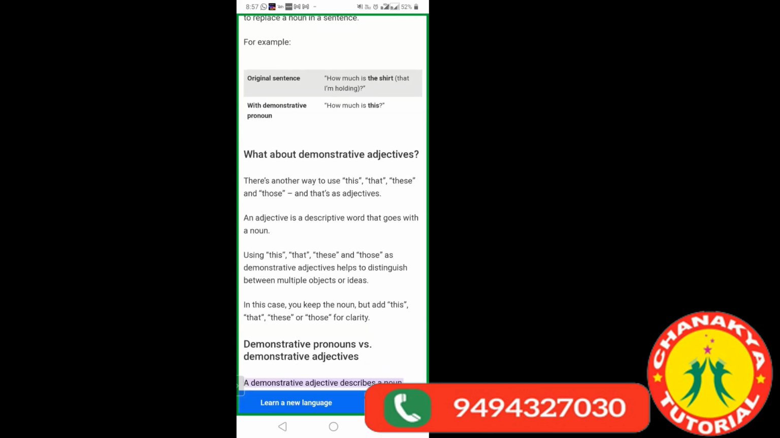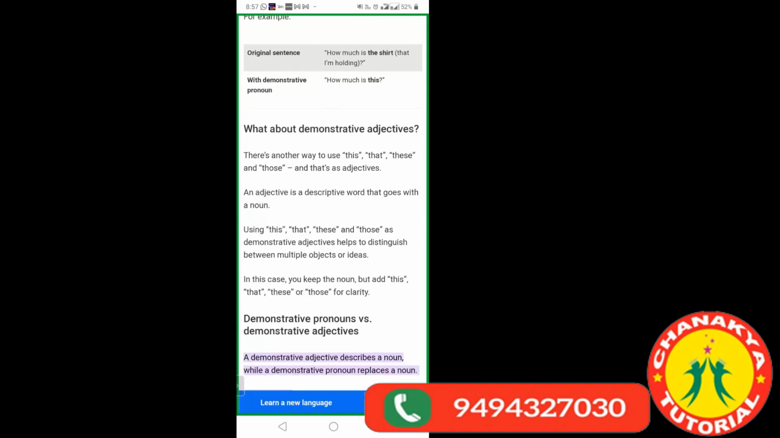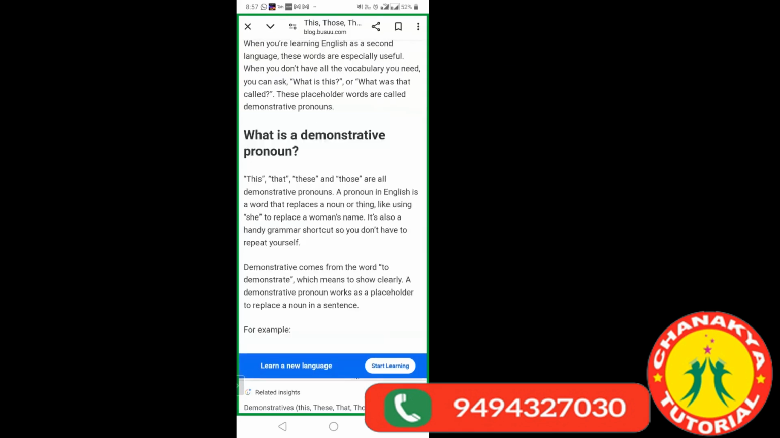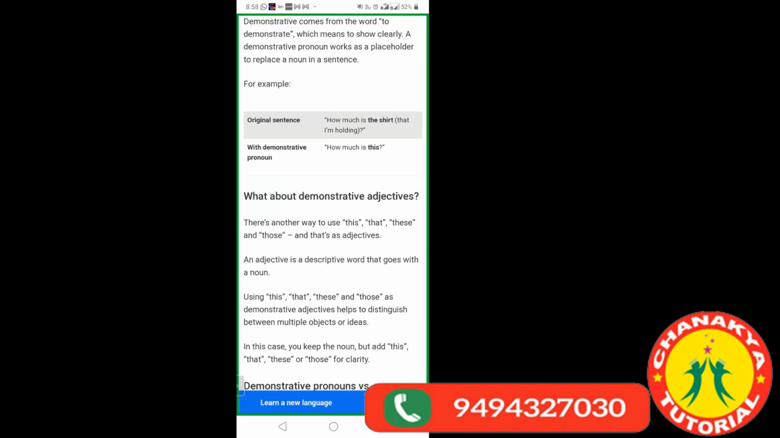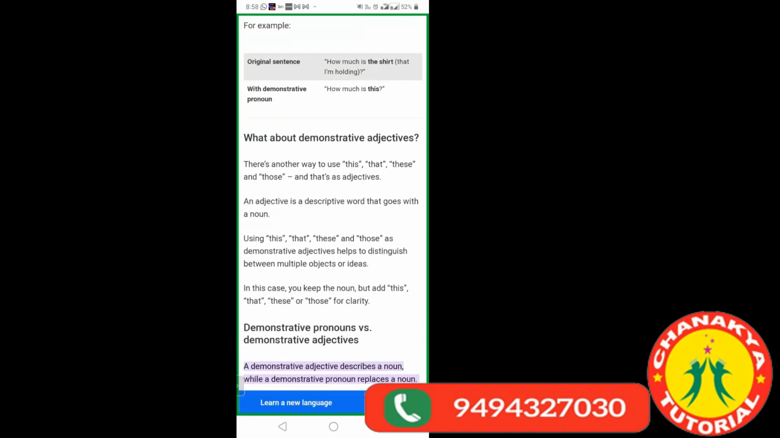So now shall we go to the demonstrative adjective? See, very clearly there is no much difference between adjectives and pronouns. In pronouns, this, that, these, those are demonstrative pronouns. In adjectives also, this, that, these, those are adjectives, right? An adjective is a descriptive word that goes with a noun. So an adjective basically is going to describe the noun.